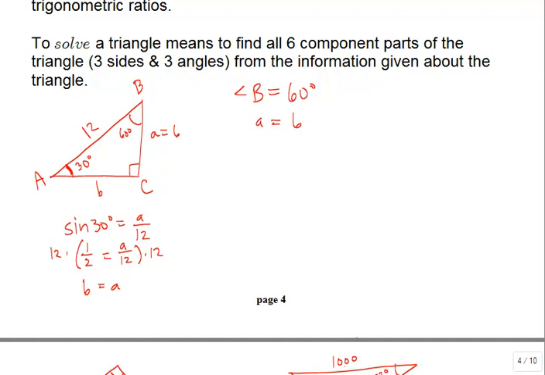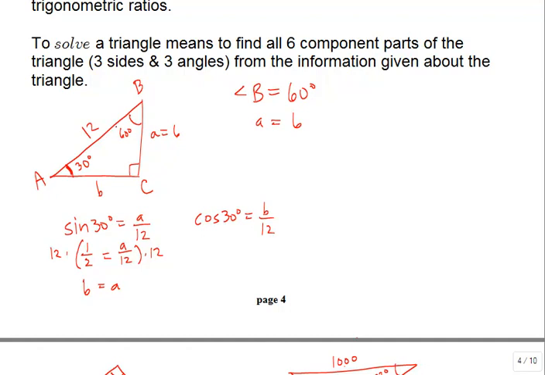We still need side B, so you have options here. You could use Pythagorean theorem, that's perfectly fine, and you could do b squared plus 6 squared is equal to 12 squared and solve that. That works. Another option is you could use those trig ratios again. Instead of using sine of 30 degrees, we could do cosine of 30 degrees because that uses the adjacent side, which is what we're calling B, and it uses the hypotenuse, which we know is 12.